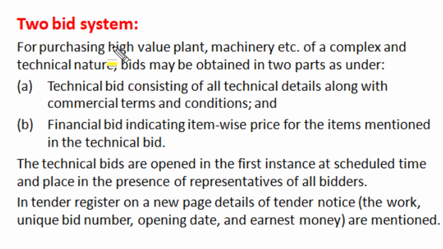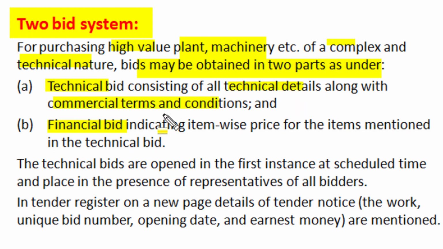When procurement of high value plant, machinery or product is required and it is complex and technical in nature, then bids are obtained in two parts. This is called the two bid system, and the two bids are the technical bid and the financial bid. The technical bid, which is opened first, consists of all technical details along with the commercial terms and conditions as required in the tender document. Only successful, eligible, qualified bidders on the technical bid are eligible for financial bid comparison, and the financial bid indicates item-wise price for items mentioned in the tender process.